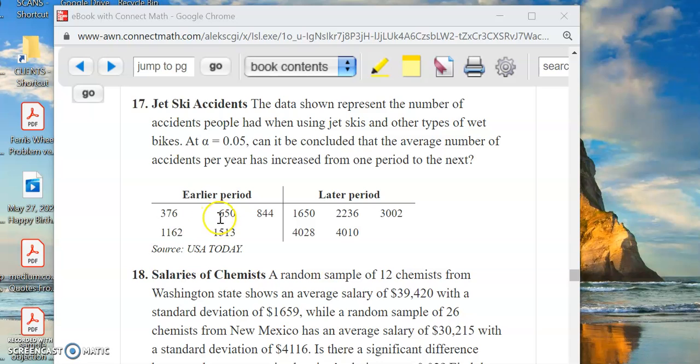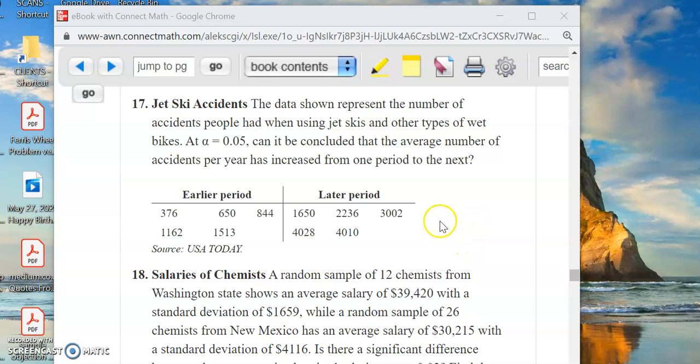So the way I was thinking about this was, well, this is maybe the 5 years before the year 2000. This is the 5 years after the year 2000, or something of that sort. Or maybe this was before certain regulations went into effect. This is after certain regulations went into effect. But each one of these data points here represents 1 year's worth of accidents. Okay? And we're trying to figure out is there an increase from one period to the next?